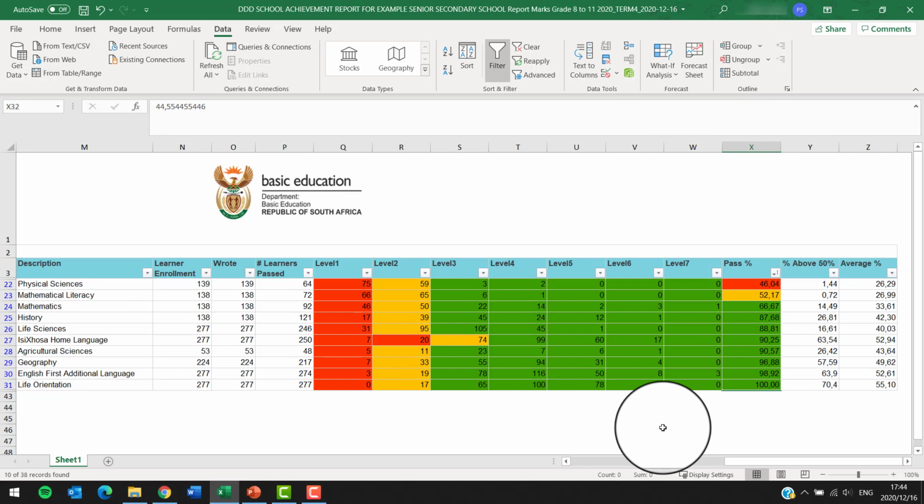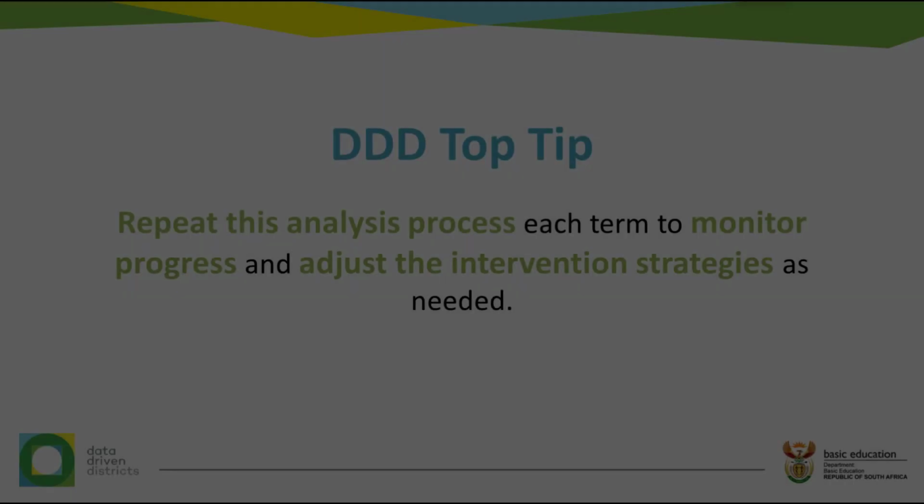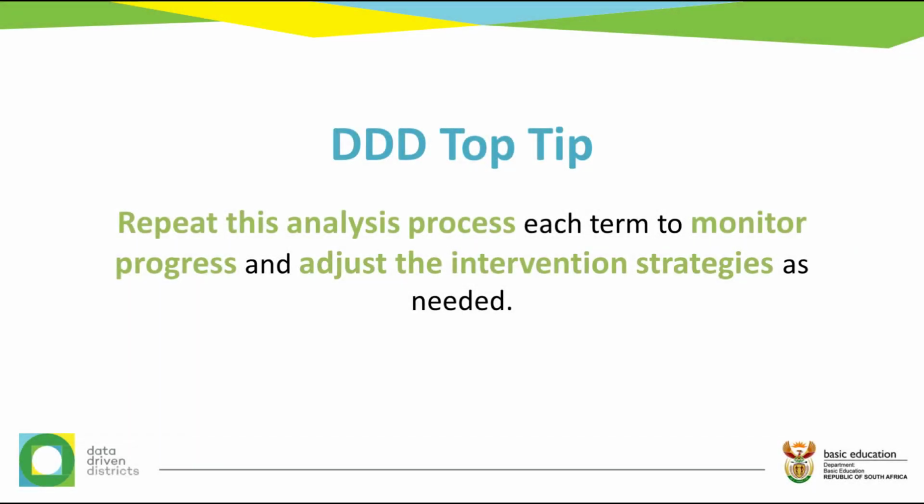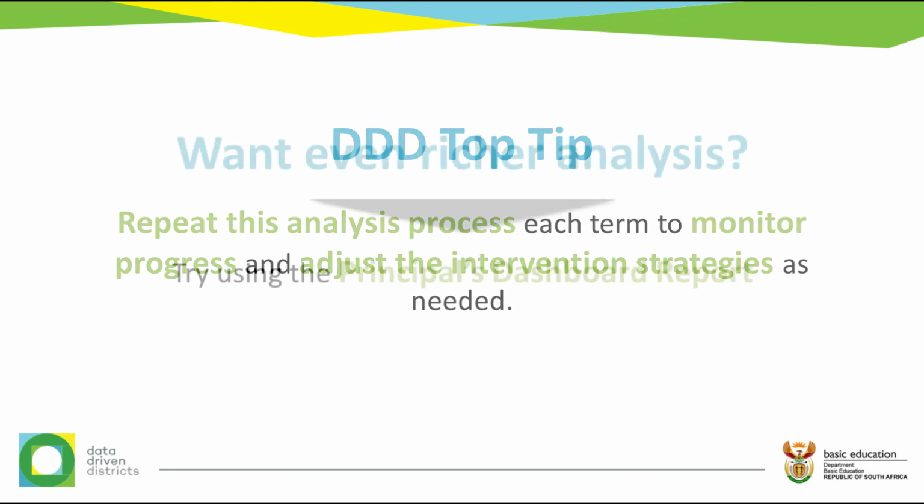It is in this way that you can get a sense of which subjects in your school need intervention as you start the year. As you can imagine, this analysis process can and should be repeated each term so that you can monitor progress and adjust the intervention strategies as needed.